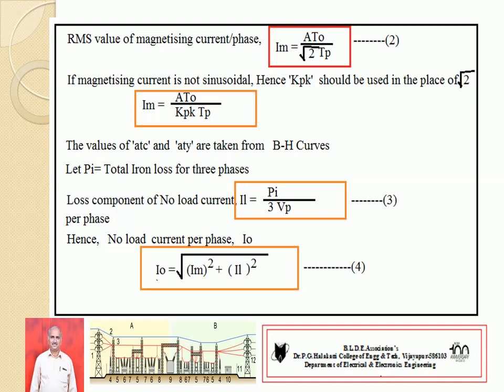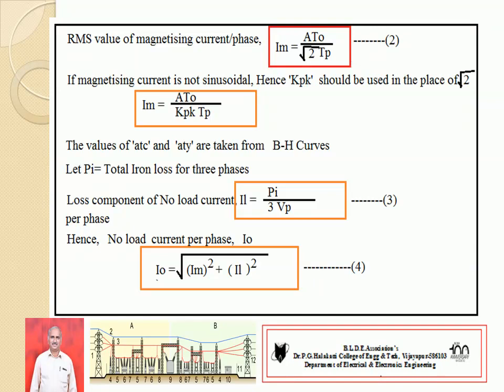Equation 2 is obtained. If the magnetizing current is non-sinusoidal, then again same story: Kpk should be used in place of root 2. In a similar fashion, the values of ATc and ATy are obtained from the BH curve. In the examination they will provide the data. Either you have to plot the graph, and from the graph, for the flux density in the core, obtain the MMF of the core. For the flux density in the yoke, go to the respective value where you get the ATy value. Hence we have to select these values from the BH curve.